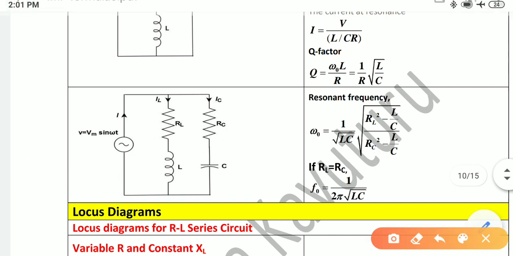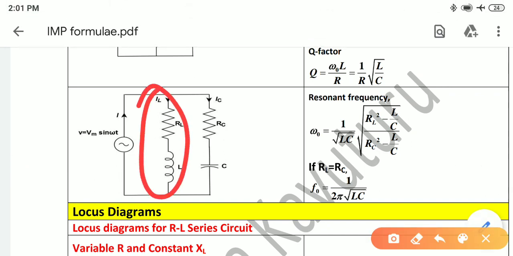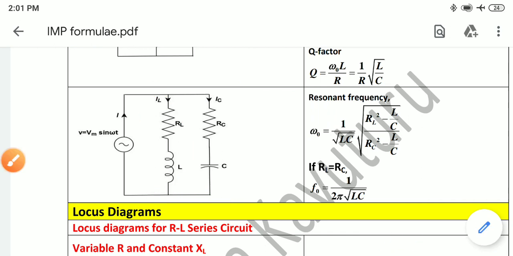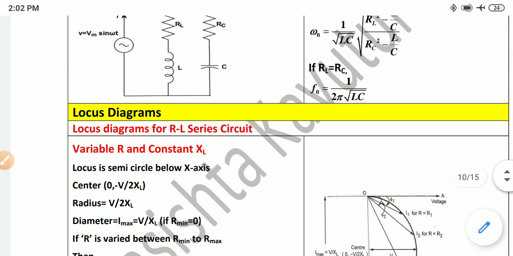And for this type of circuit, a coil is connected with the resistance and capacitance. For such a parallel circuit, the resonant frequency is omega naught equal to 1 by root over LC, times root over (RL square minus L by C) by (RC square minus L by C). If RL is equal to RC, then F naught will be 1 by 2 pi root LC.